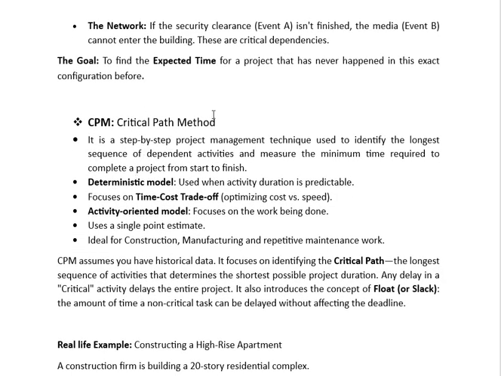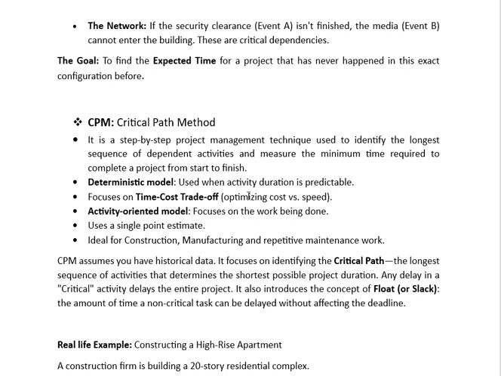Now come to CPM. The full form is critical path method. It is a step-by-step project management technique used to identify the longest sequence of dependent activities and measure the minimum time required to complete a project from start to finish. It is a deterministic model, unlike PERT, which is a probabilistic model, used when activity duration is predictable.